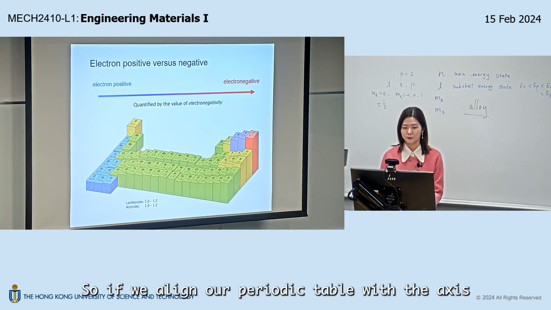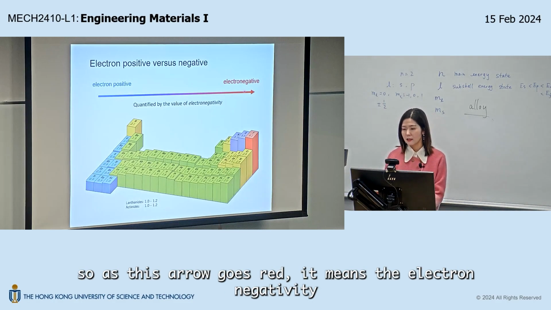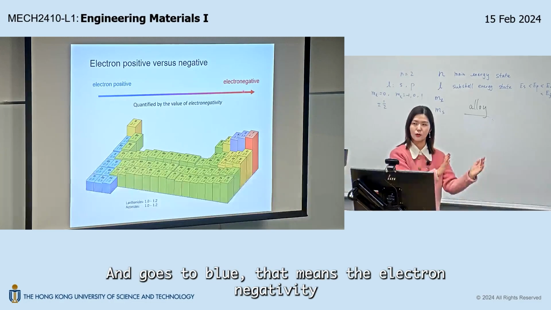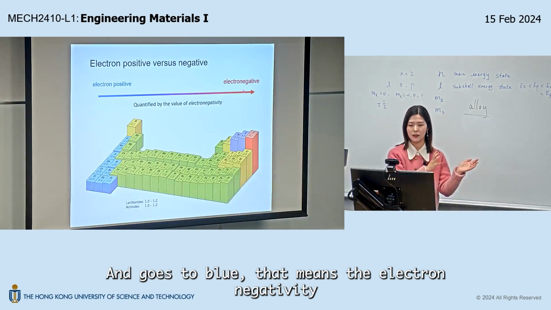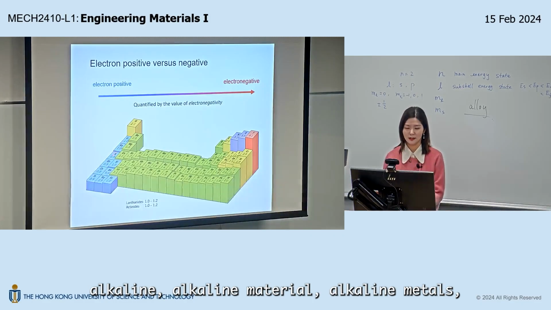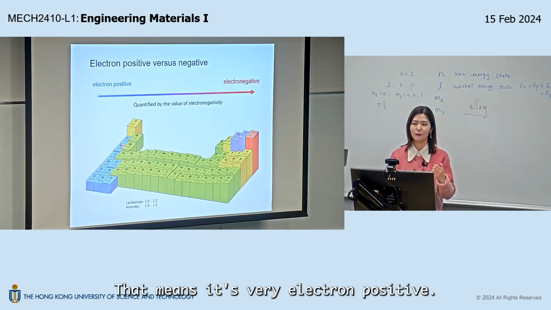So if we align our periodic table with the axis to measure the electron activity, as this arrow goes red, it means the electron activity increased, right? And goes to blue, that means the electron activity goes to very, very small. That means here, if you remember the name, alkaline metals, they have the smallest electron negativity. That means it's very electron positive.